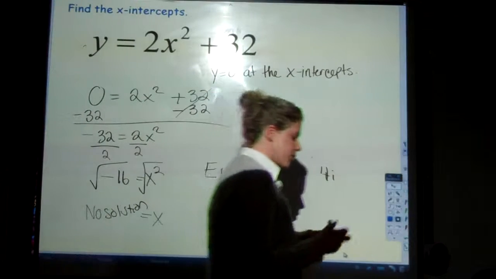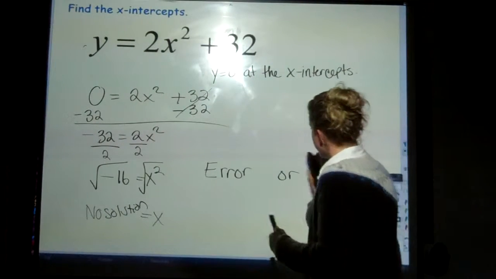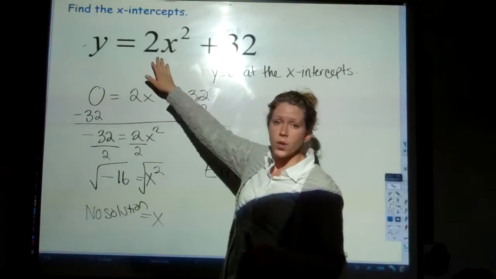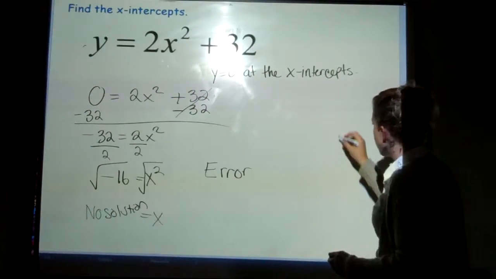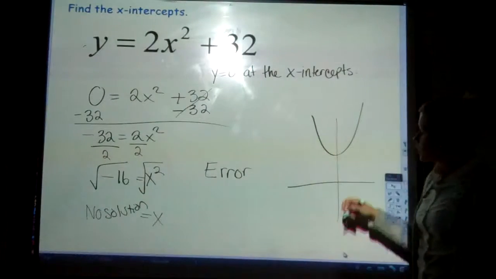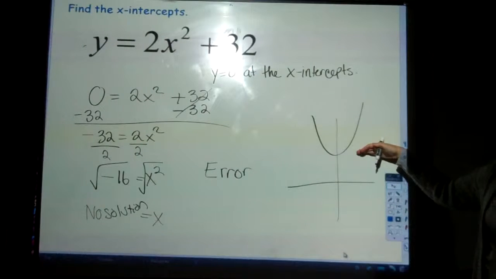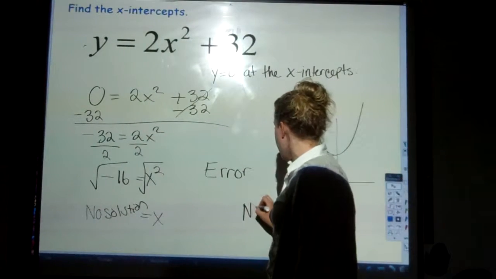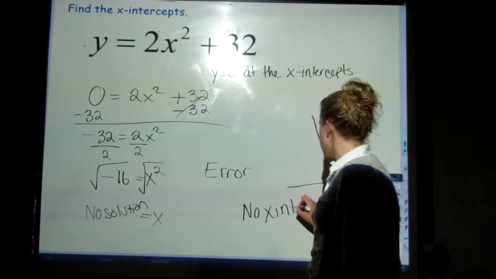And in this case, we would see that, well, our a value is positive, so it's opening up. And since there's no solution, it's basically a parabola that is so far above the x-axis that it's never going to touch the x-axis. So there are no solutions here. No x-intercepts.